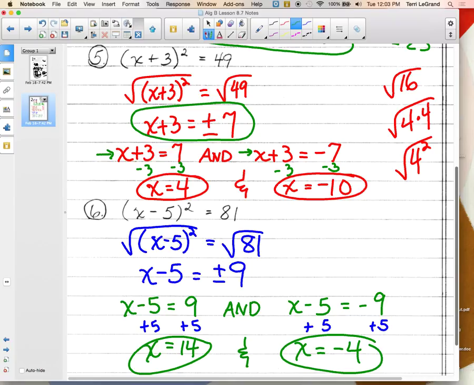So any questions at all? Any part of it not making sense? Okay, then get out loose leaf paper and get your heading.